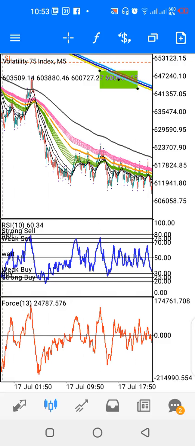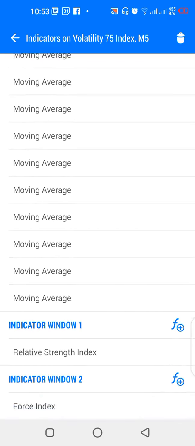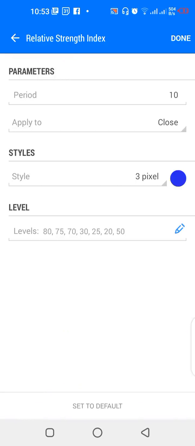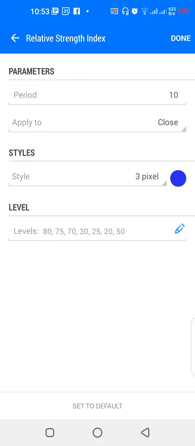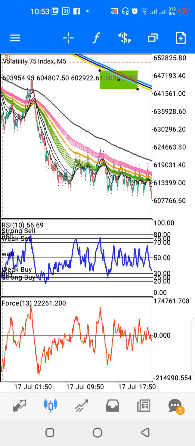For indicator window one, let's look at the parameters. For indicator window one, we have relative strength index. Okay, the period is 10, apply to close, color is blue. Let's look at the levels. We have 80, 75, 70, 30, 25, 20, 50. Okay, let's look at how it works on the chart.